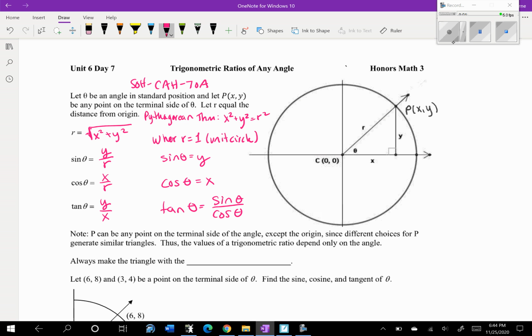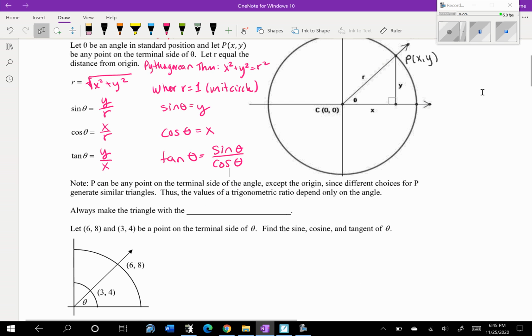Note that the point P can be any point on the terminal side of the angle except the origin, since different choices for P generate similar triangles. Thus, the values of a trigonometric ratio depend only on the angle. So when you're making a triangle, you always want to make the triangle with the x-axis. You always want the shortest angular distance, so if you're on the right side of the circle, you use the positive x-axis. If you were in quadrant 2 and quadrant 3, you would use the negative x-axis.